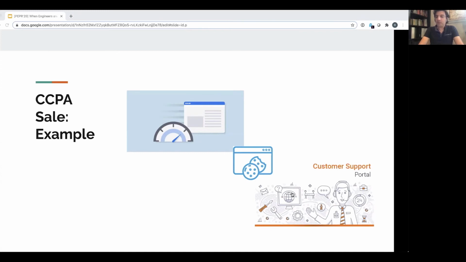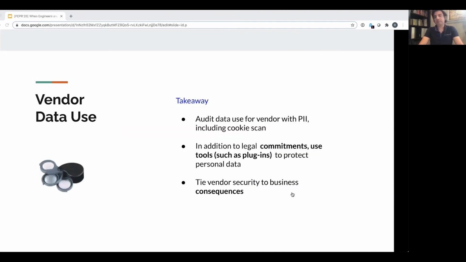For example, if it starts to use PII for purposes other than customer support, like email campaigns to promote its own business, that would be a CCPA violation and considered unauthorized sale. So the takeaway here is that we should tie PII audit to vendor security review. Security teams can help prevent accidental risk accumulation by auditing the use of PII by vendors. If the use of PII by the vendor for non-business purpose does not stop, then the customer in California can sue the company.